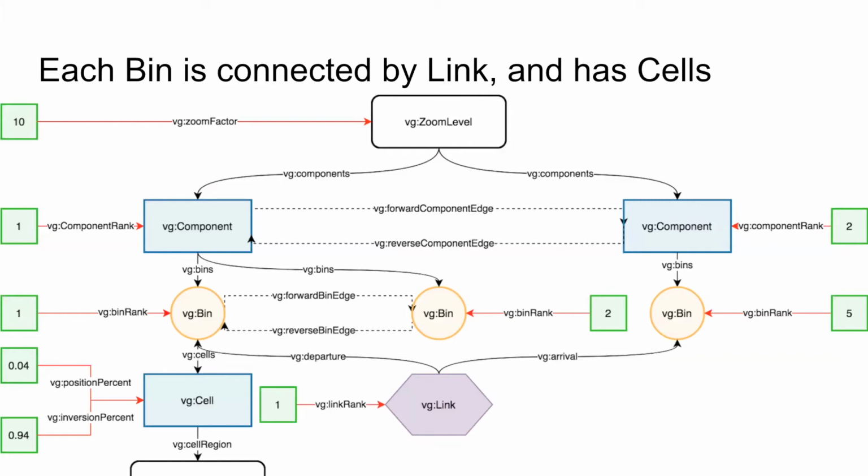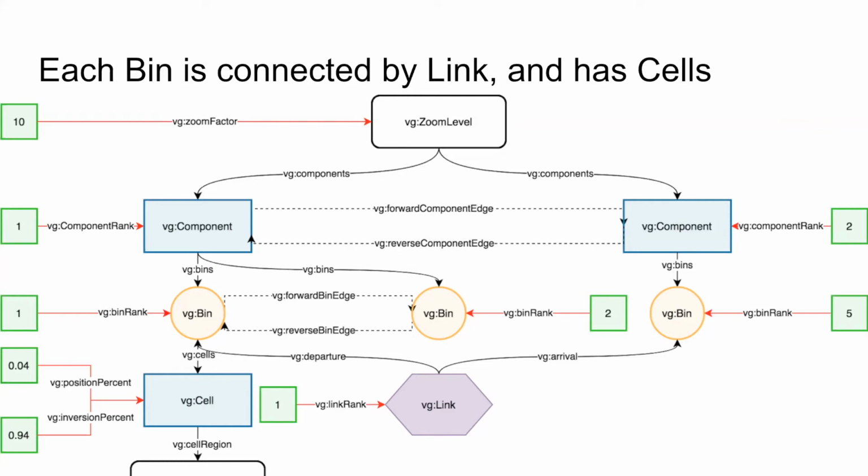In the schematized matrix, rows are bins and columns are paths. So the intersection point has a reference to a bin and a path. We call this intersection a cell. A cell has an edge to both bins and regions. If you want to annotate that this cell is inverted, then you can set the inversion percent to close to 1. And if you want to say this cell is not occupied by paths, then you can set a smaller number for position percent.